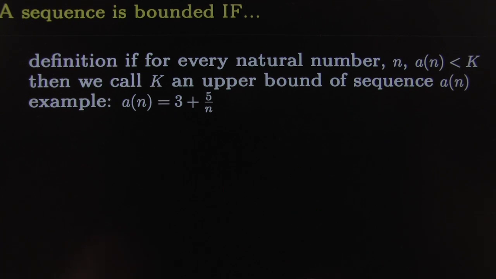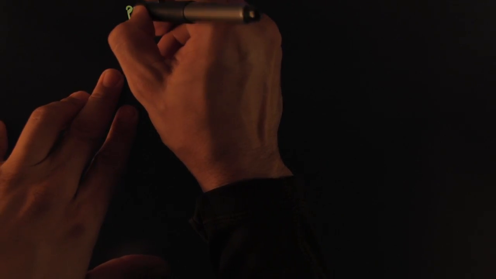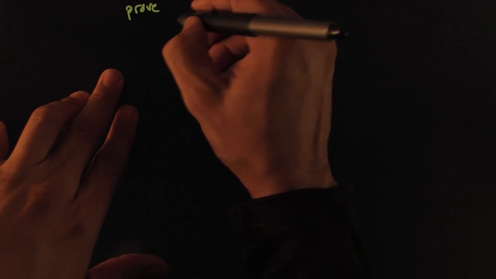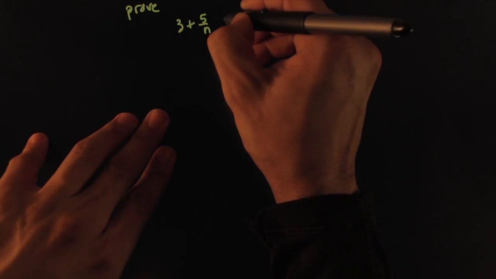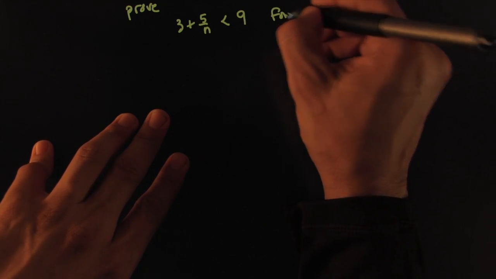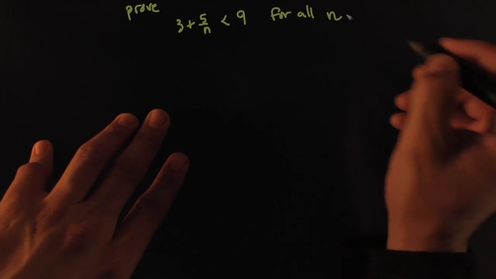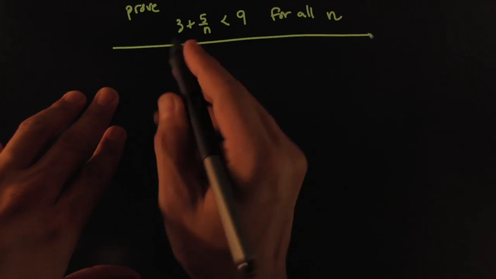We'll start off with a new page. Let's just start off clean. So I want to prove that 3 plus 5 over n is bounded by 9 for all natural numbers n. And I want to do this more carefully than before, just so that you see carefulness being done.